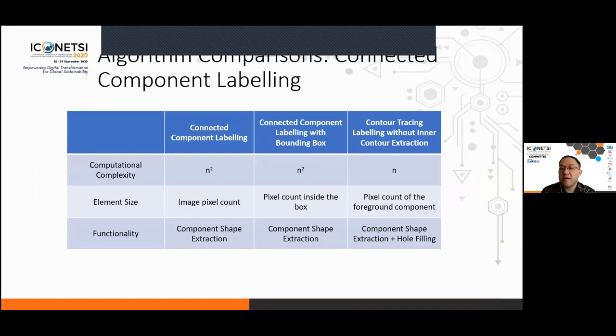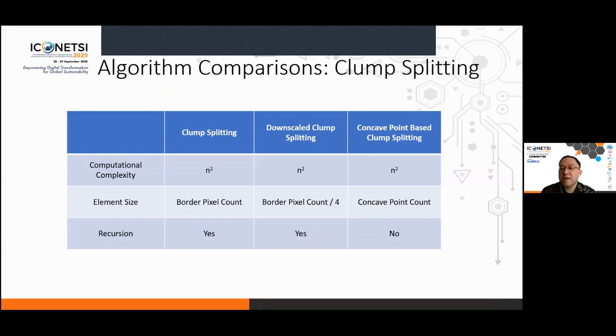And then the element size is also greatly reduced, because the elements that need to be accessed are only the pixel count of the foreground component. And other than component shape extraction, this algorithm also performs hole filling at the same time. For the clump splitting algorithm, the concave point-based clump splitting still has the same computational complexity, but it has a greatly reduced element size. That is only the count of the concave points of the foreground object.